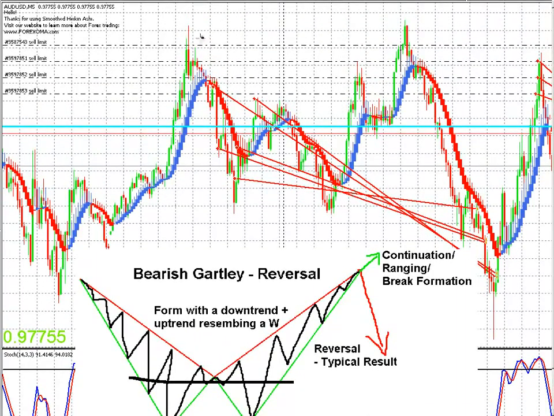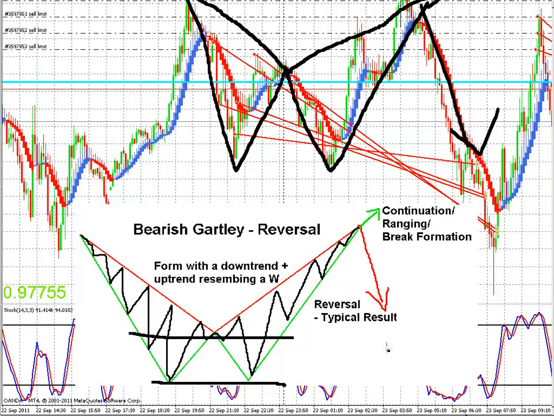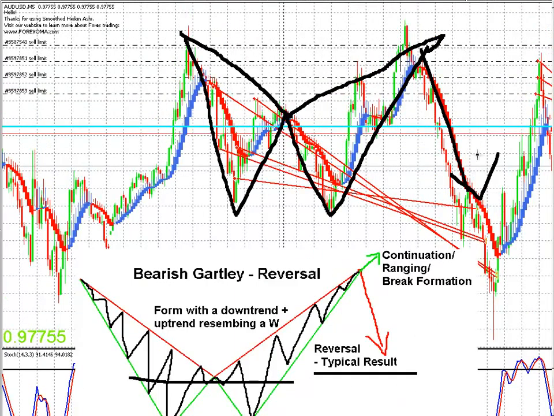So here it is right here. It goes down, bounces back up, down, up, and then you can connect the lines like that. Some people also call this a butterfly formation because it looks like a butterfly. There you go. And then that's your breakdown. That's your reversal, which is a typical result. Butterfly formation.